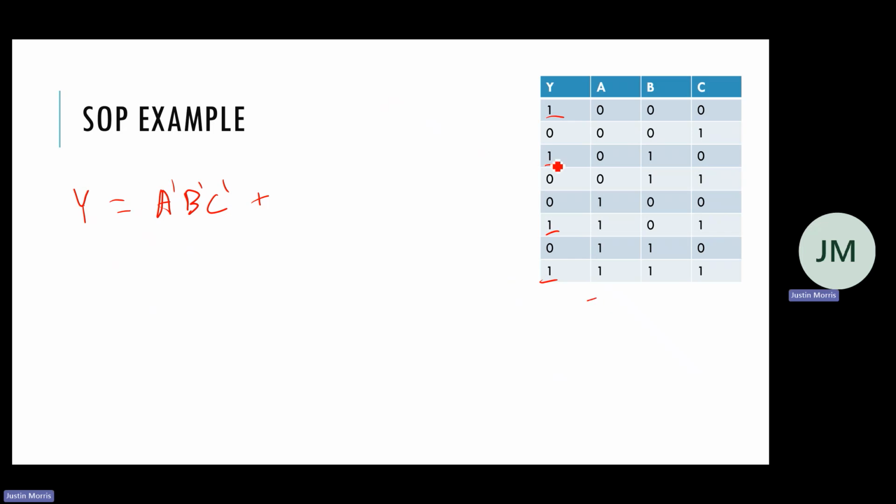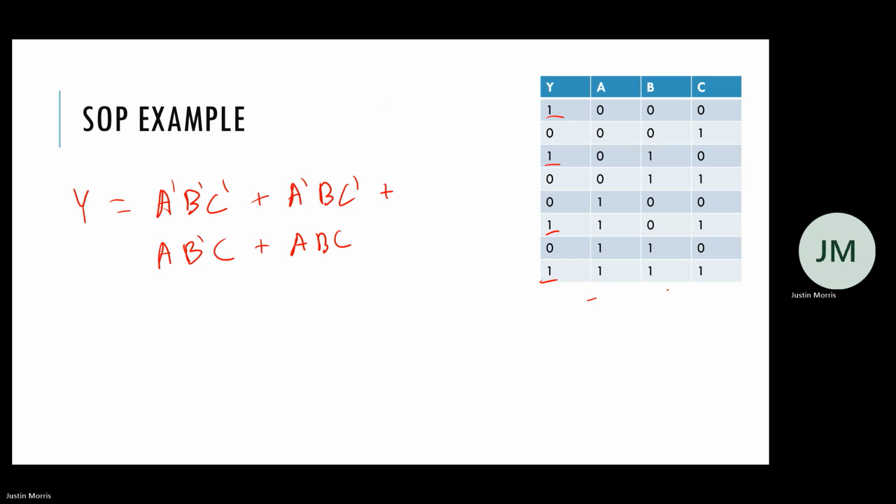The next place I need it to be 1, I need A naught, B, C naught. Next place, I need A, B naught, C. And then the last one is A, B, C. Right?